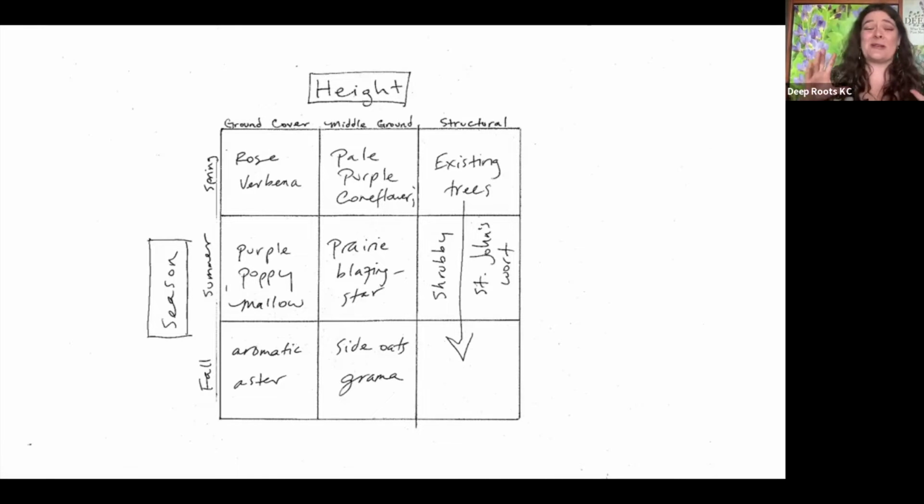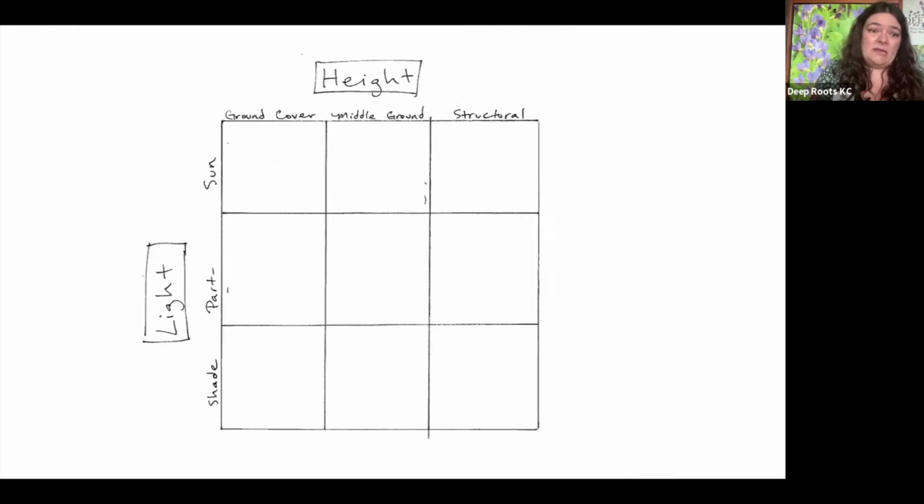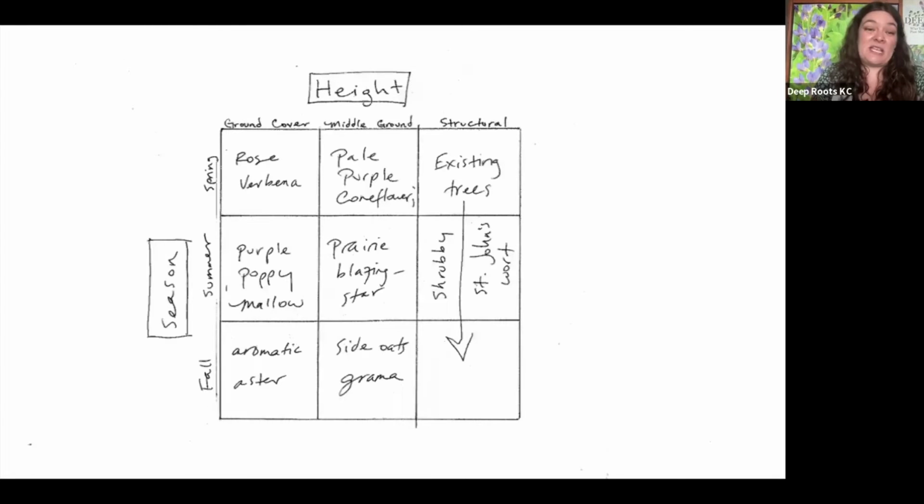And again, this is a way for me to stay contained because, as you'll see in some of my later designs, it's very easy for me to do a lot of biodiversity. But for those getting started, that can be really overwhelming. So set yourself up for success. In this case, the structural elements are existing trees in the landscape, plus a shrubby St. John's wort.